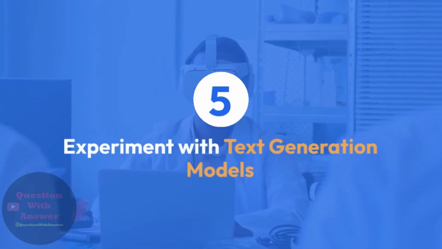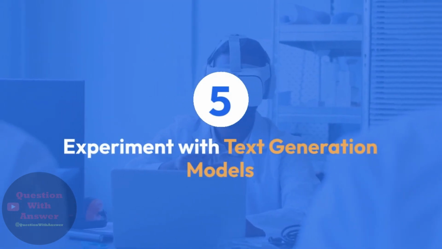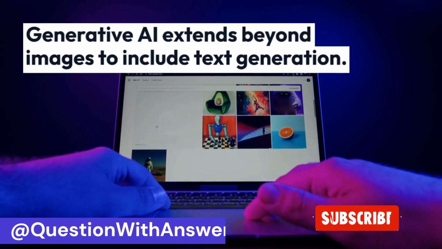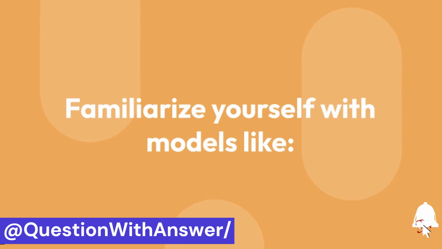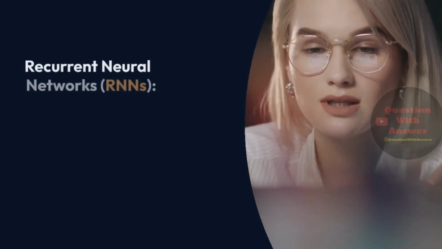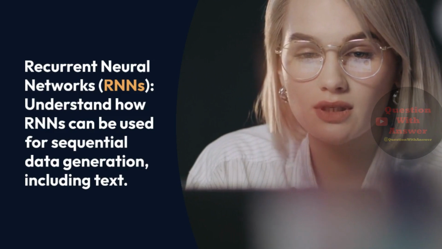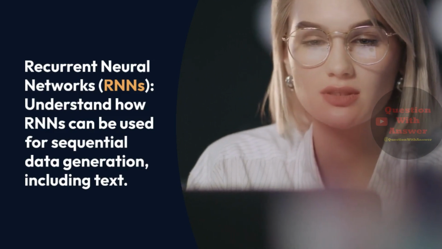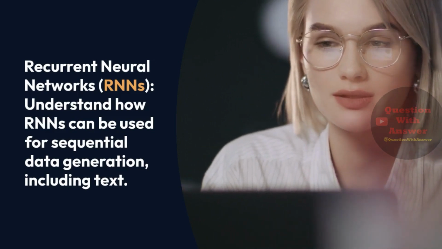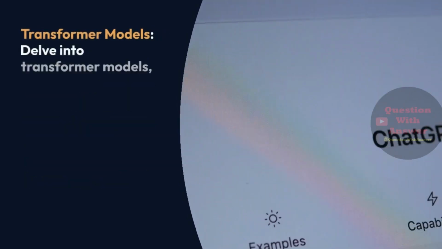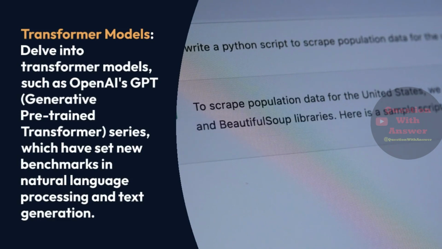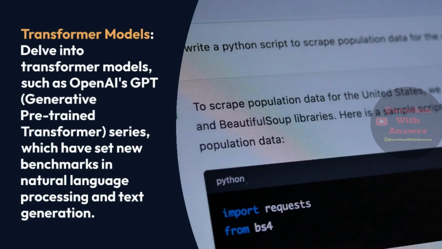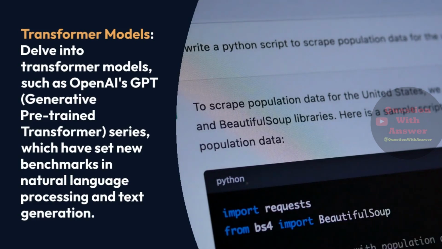Step 5. Experiment with text generation models. Generative AI extends beyond images to include text generation. Familiarize yourself with models like recurrent neural networks or RNNs. Understand how RNNs can be used for sequential data generation, including text. Transformer models. Delve into transformer models, such as OpenAI's GPT or generative pre-trained transformer series, which have set new benchmarks in natural language processing and text generation.